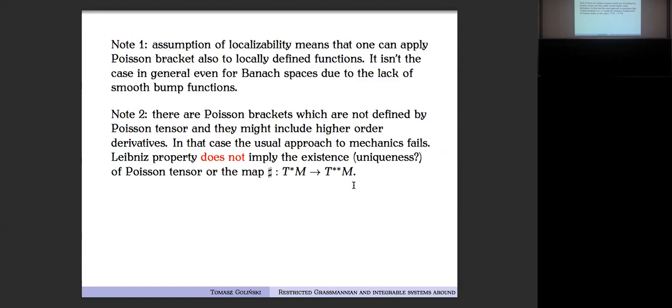Another point, where I also don't have a counterexample, is the problem of uniqueness of this Poisson tensor. Without localizability, one is not certain that the differentials of globally defined functions on a manifold would span the whole cotangent bundle. I never saw a proof that it is so. Maybe it is, but again, without bump functions, you cannot prove it. You cannot take locally defined functions using a finite chart and put them back. So you don't have bump functions. Of course, when you have a trivial manifold like an open subset in a Banach space, you can always use linear functions. But for a more complicated manifold, I don't know. If somebody knows, please tell me.